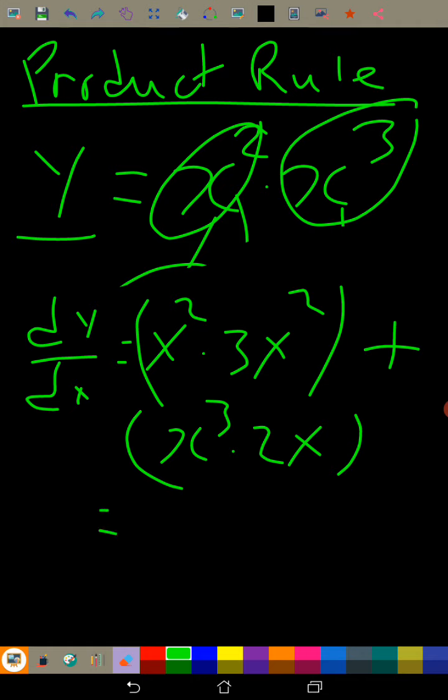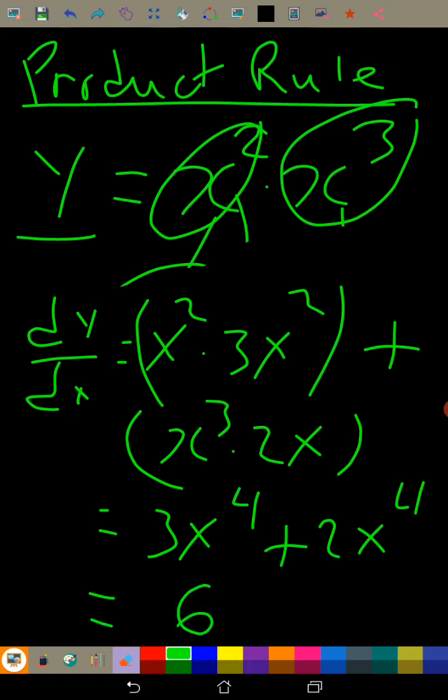So what do we have? We have 3x to the power 4. Yeah, that's correct. Plus 2x to the power 4 here, which gives us 5x to the power 4.